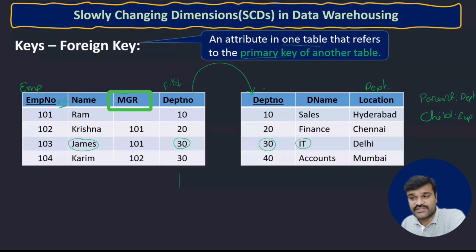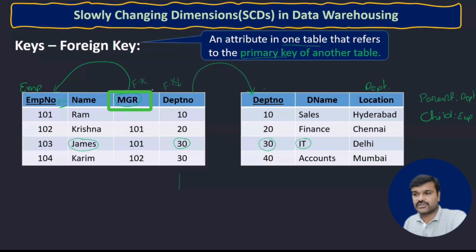That is MGR. Have a look. MGR is nothing but manager. So suppose Krishna is working under which manager? 101. Who is 101? You come here. That is what you are referring to in the same table, one of the columns. That is a primary key. So it need not always be that the foreign key refers to another table. This is also a foreign key, because this data is coming from some other column.